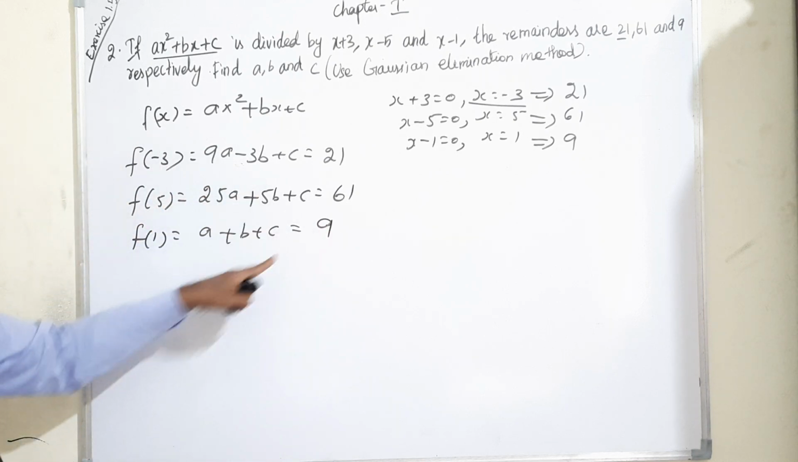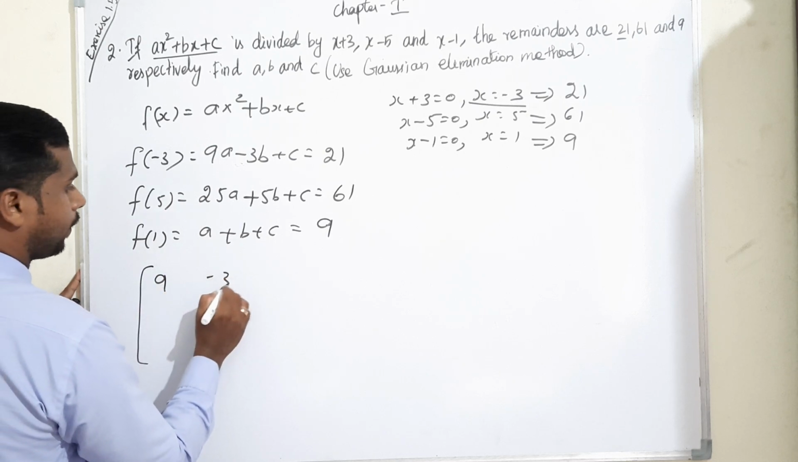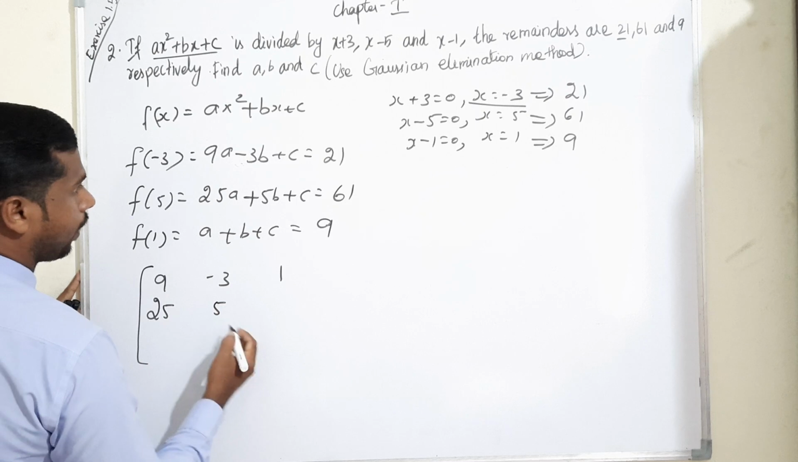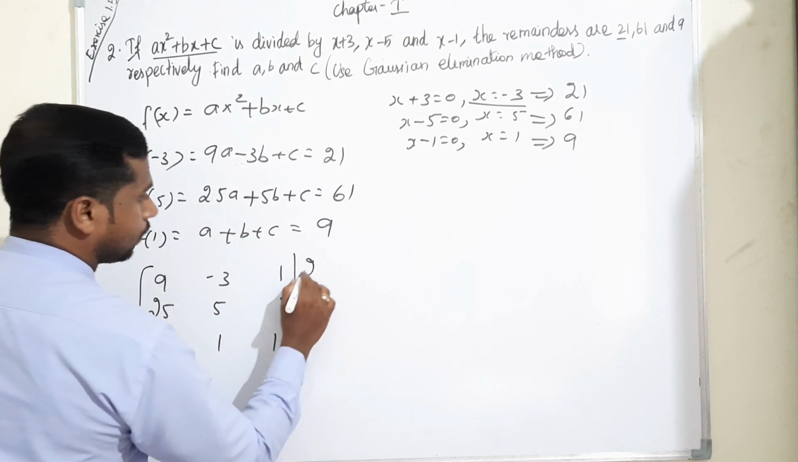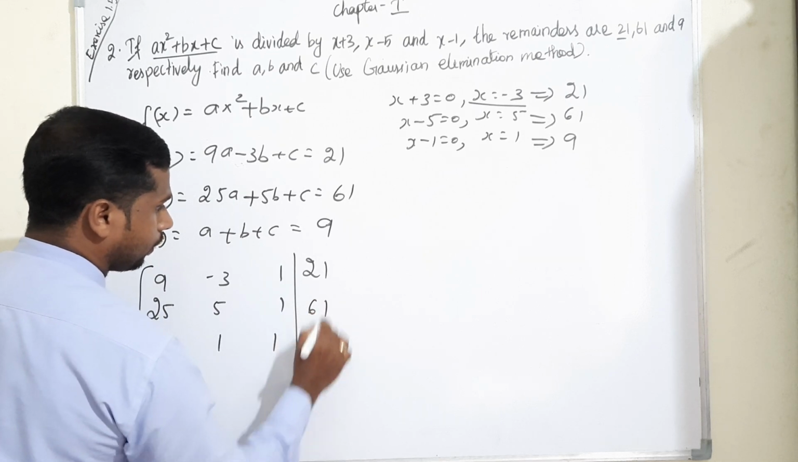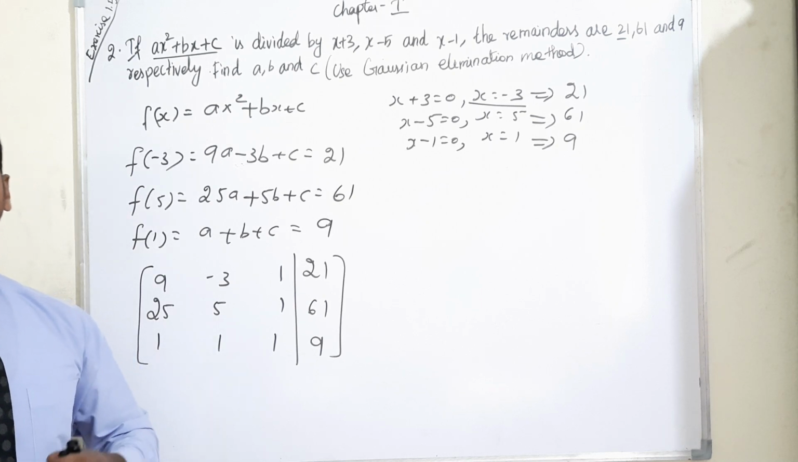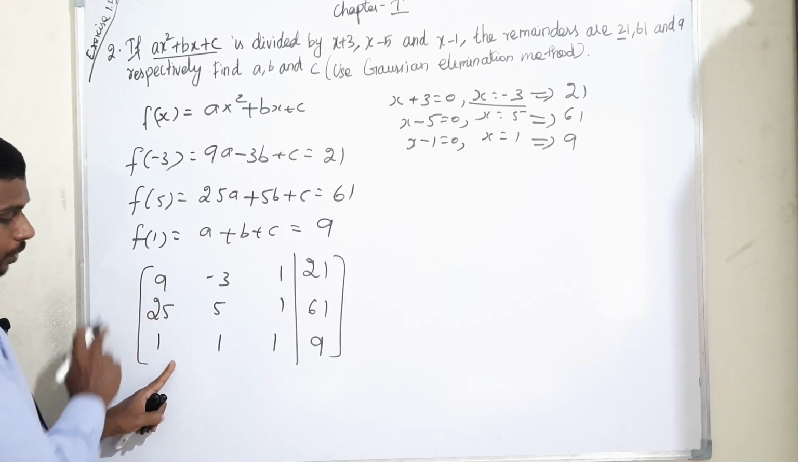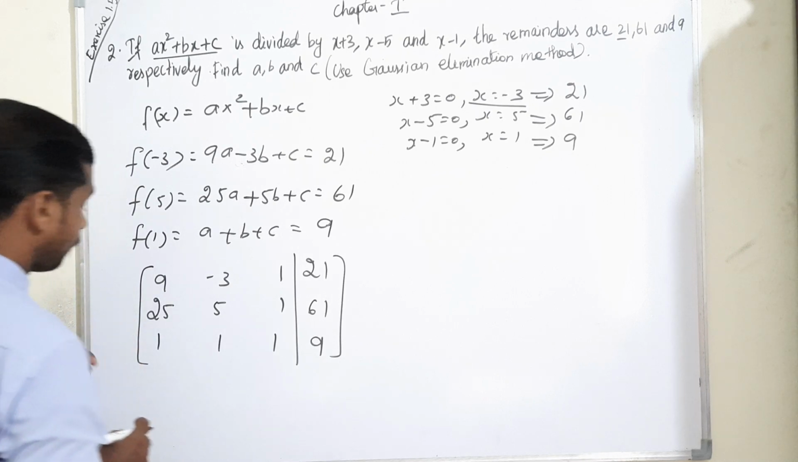If we make it augmented form, the first row is 9, minus 3, 1; then 25, 5, 1; then 1, 1, 1; and the right side is 21, 61, positive 9. Now, what is the meaning of row echelon form? The non-zero digit starts and the terms under it will be 0. So it will be easy to bring the last row to the first row, because in the third row every term is a very small number compared to the first row, isn't it?